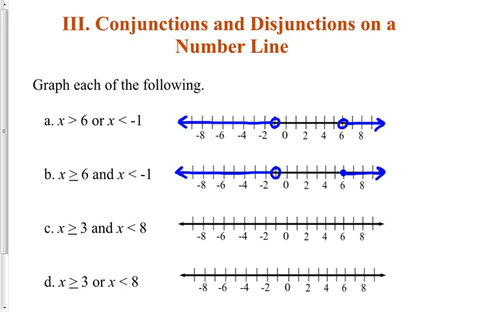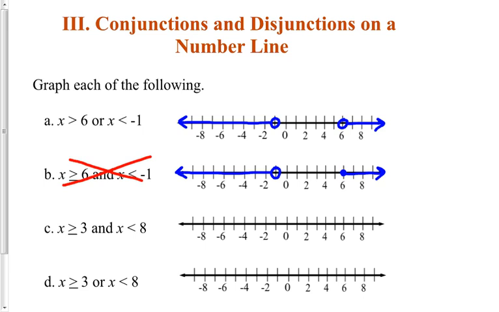This graph looks very similar to the graph in part A. However, the statement is very different because of the use of the word and. This is a conjunction. Now notice, we cannot find a value that satisfies both of these inequalities at the same time. There is no number that is both greater than or equal to 6 and less than -1. This is shown by the number line. So the statement in part B is impossible.